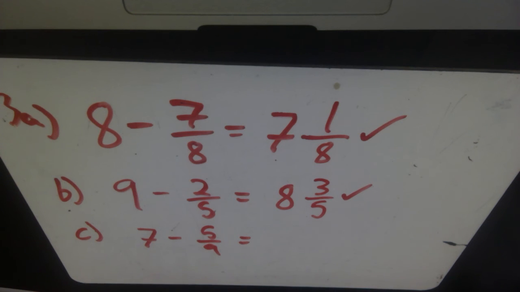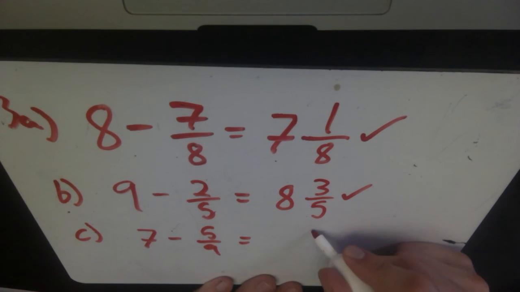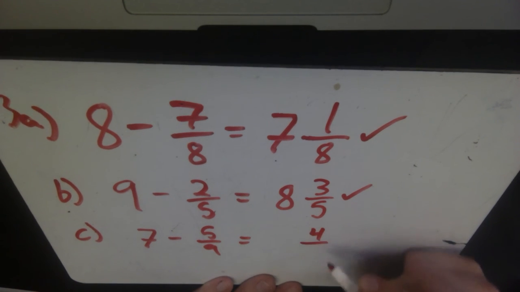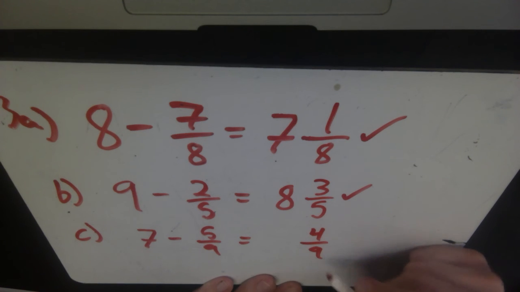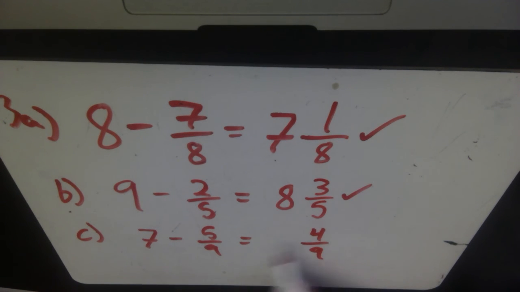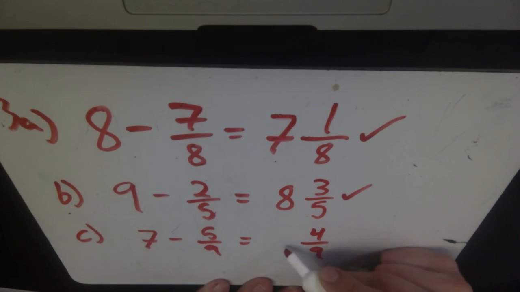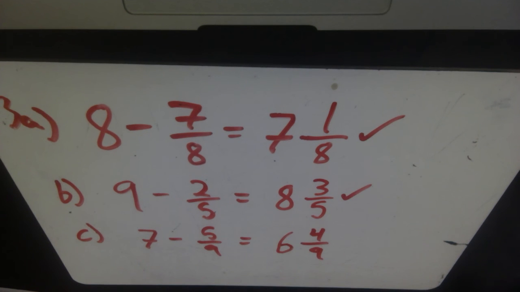Looking at C, I have 7 subtract 5 over 9. What am I missing here? Well, 4/9 are missing. I would need 4 more in my numerator to give me 9 out of 9. And then I would have 1 whole, and I am then missing my 6 wholes to get to that 7. So the answer there is 6 and 4/9.